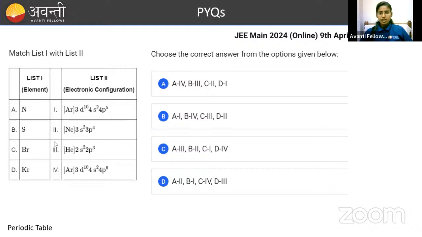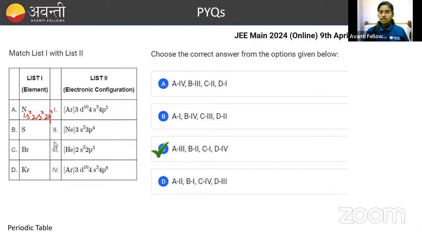Okay, let's check. Let me go from nitrogen. Nitrogen's atomic number is 7, right? So what is the electronic configuration? It is 1s2, 2s2 and 2p3. This is the complete electronic configuration of nitrogen. JNV Warangal is also saying option C as the correct answer. Yes, option C is the correct answer. Very good to both of you.